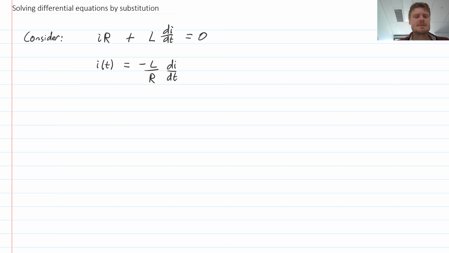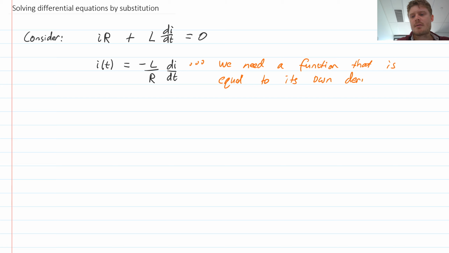There are a few strategies that you can follow, but the first one I want to show you is a method called substitution. The way that this works is I think about what this equation actually represents. Basically what this is saying is we need a function that is equal to its own derivative times a constant.